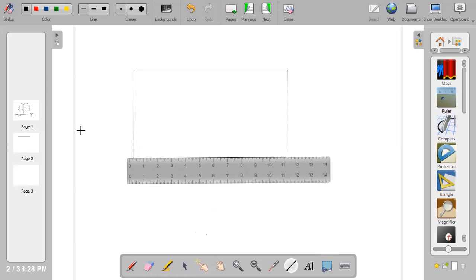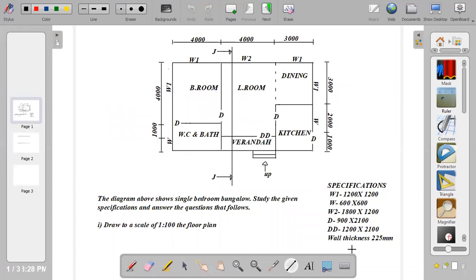And once you are done, the next thing is to bring out the wall thickness. Don't forget that from the given question, we have a wall thickness of 225 mm. When you want to convert it using scale 1 to 100, you divide 225 by 100. That gives you 2.25. The first thing you do, it is given in millimeters, you divide by 100 because you're using a scale of 1 to 100.